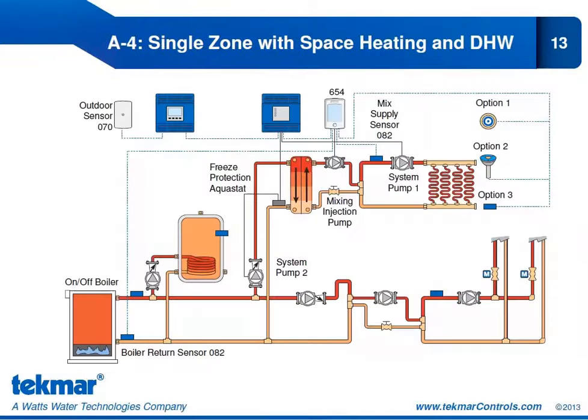Application 4 shows the 654 as part of a larger control solution. So here, if we look at the overall system, we are doing some space heating and some domestic hot water in addition to our snow melt. We have our 654 that's connected to a wiring center, and the wiring center in turn is connected to a house control. So the house control would be operating the boiler, the domestic hot water, and the space heating.